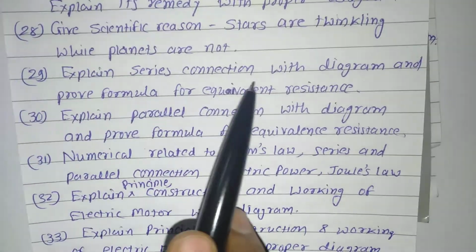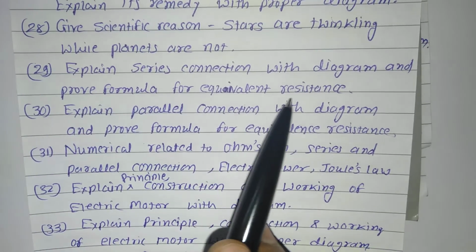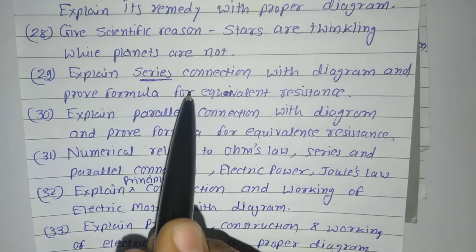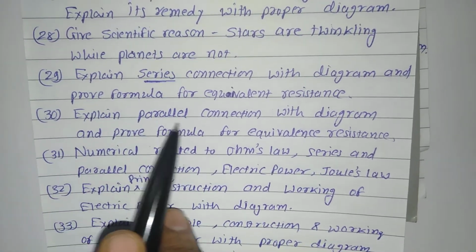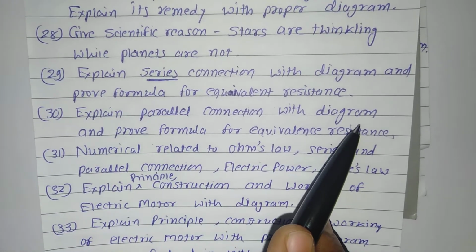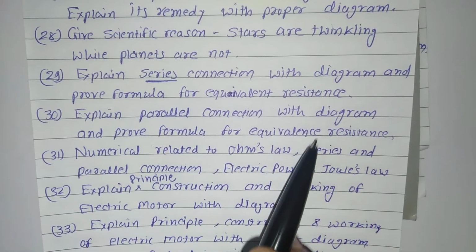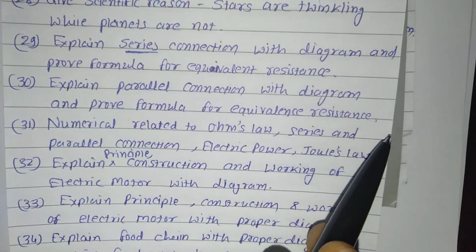29. Explain series connection of resistance with diagram and prove the formula for the equivalent resistance in series. In series you have to prove R is equal to R1 plus R2 plus R3. In a similar way, explain parallel connection with the diagram for the resistors given, and prove the formula for equivalent resistance, that is 1 upon R is equal to 1 upon R1 plus 1 upon R2 plus 1 upon R3.